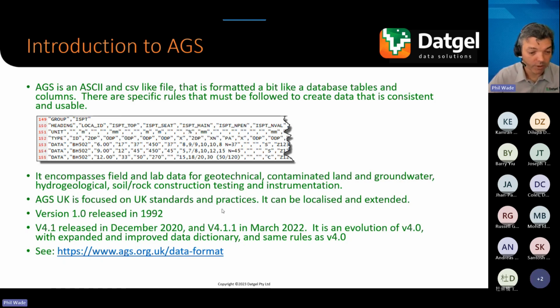So the first version was released in 1992, and the latest version of vanilla AGS format was released in March 2022. That's 4.1.1. AGS 4.1.1 has an extended dictionary over 4, but it still follows the same rules as 4.0.